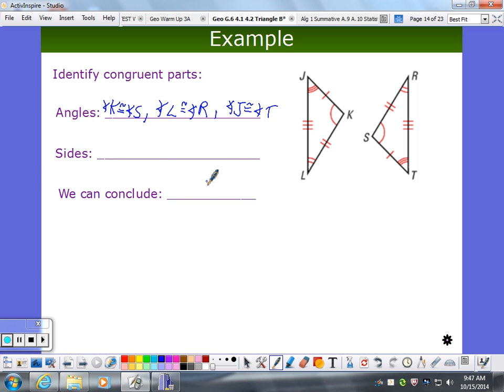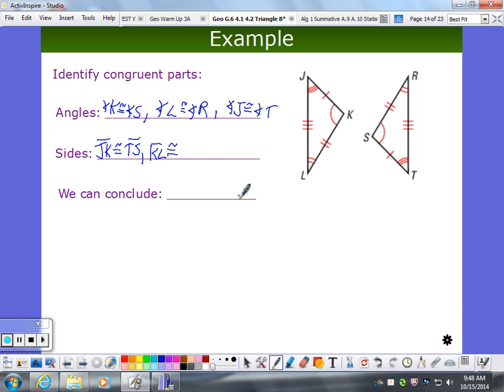And now let's look at our sides here. Who corresponds with JK? I'm going to write it as TS. Now, why am I writing it that way? It means the same thing, ST and TS. But because JK went from this angle to the one angle, I kind of want to write them in the same way. It's not wrong if you write ST, but I'm just being really precise now with the order.